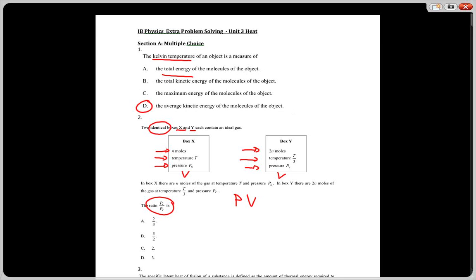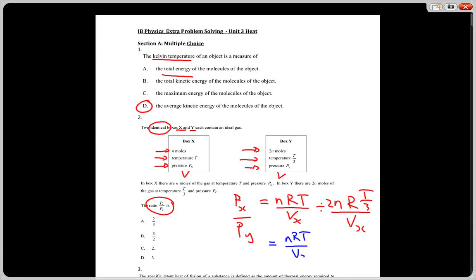Now obviously we're going to use our formula PV is equal to nRT, and we're going to divide through by V. So if I'm looking at px, there would be n moles there, R is your constant and T is your temperature, and the volume x is going to stay the same. And we're dividing it by py. That's going to be n again, but there are 2n, so it's divided by 2n, times R times T over 3, and also divide by Vx. So then we invert and multiply, so we're going to have nRT over Vx times Vx or Vy, that's exactly the same, over 2nR T over 3.